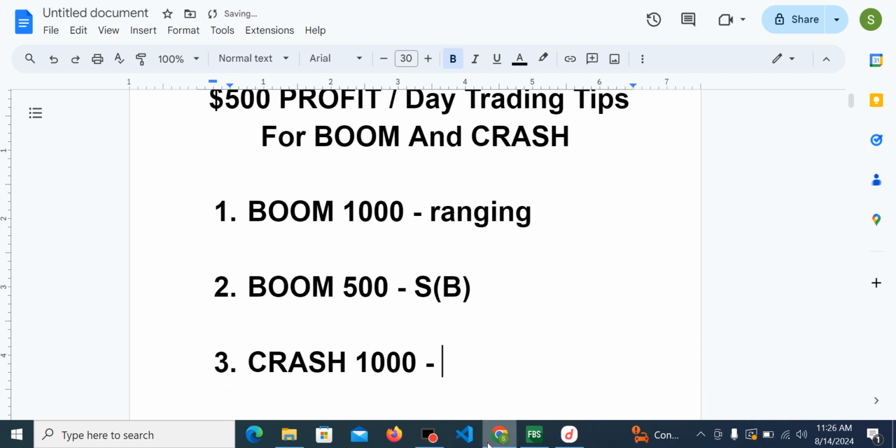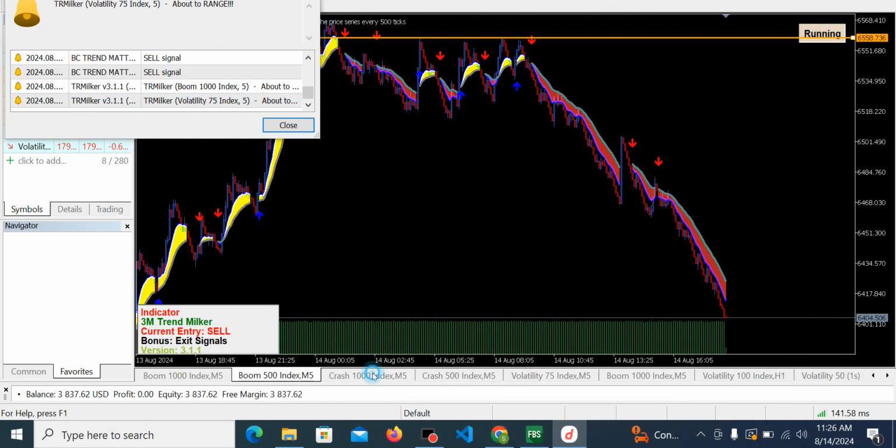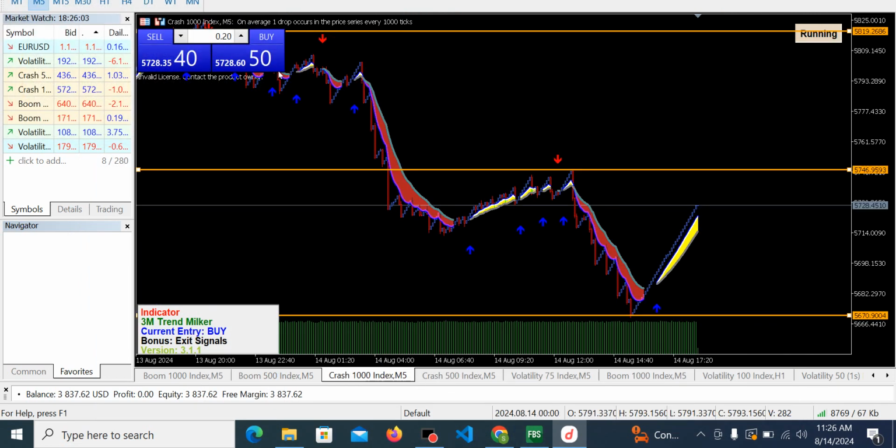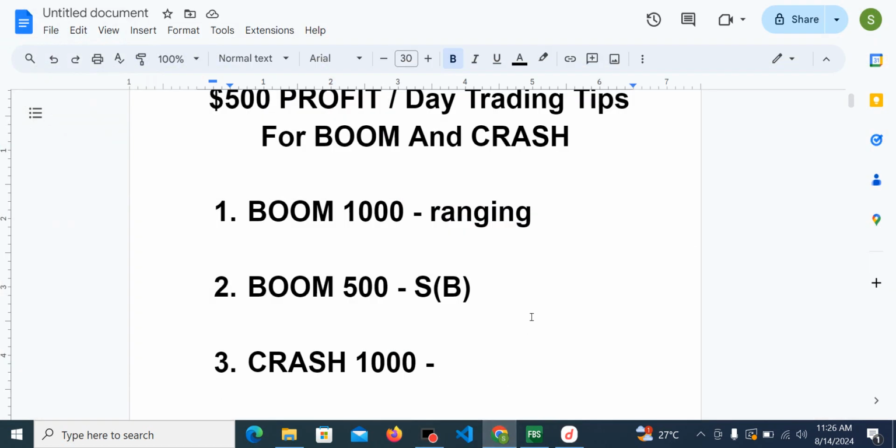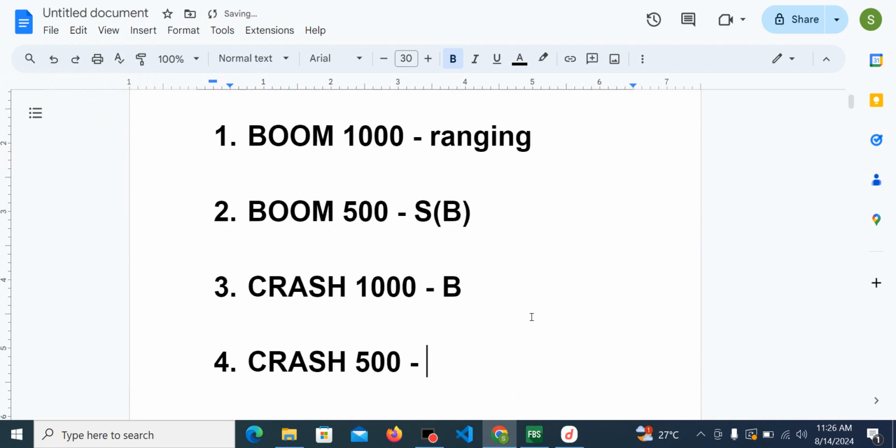Okay, next asset is going to be Crash 1000. Let's check it out right away. This is Crash 1000. It had been on a downtrend for long, got to this region, had a pullback, but went back down to get to the support zone, and right now it is on a buy trend, and of course it will be targeting this region at the moment. If it breaks out above it, then we should see it getting to at least this region. Okay, so this is very important. This is going to be more of a buying opportunity than a selling opportunity.